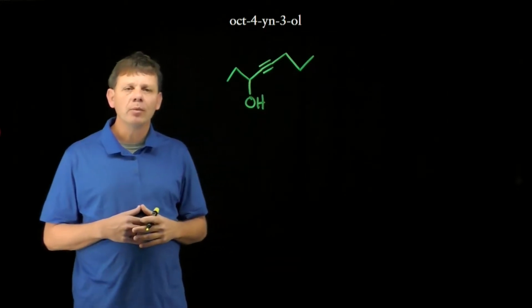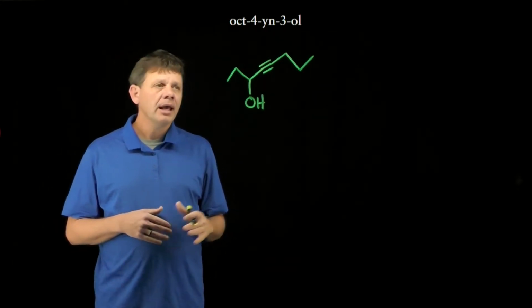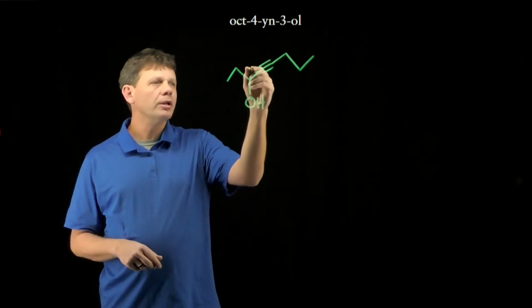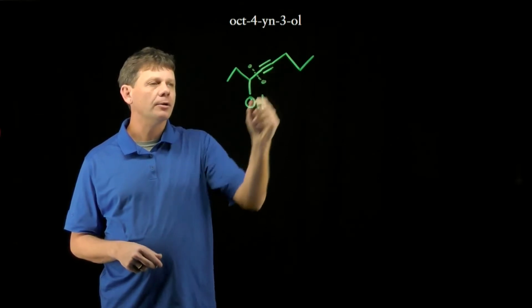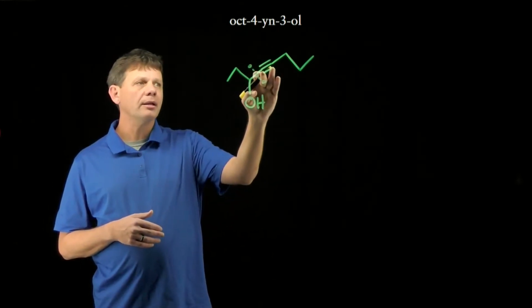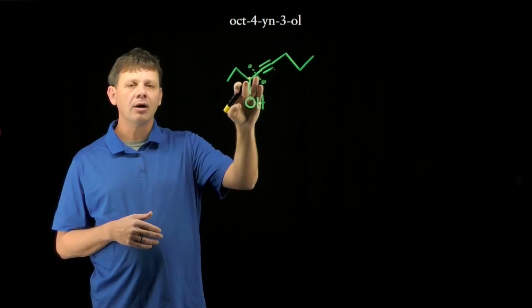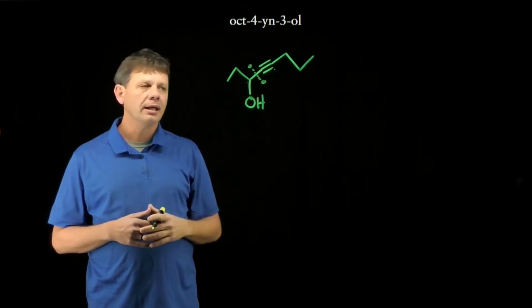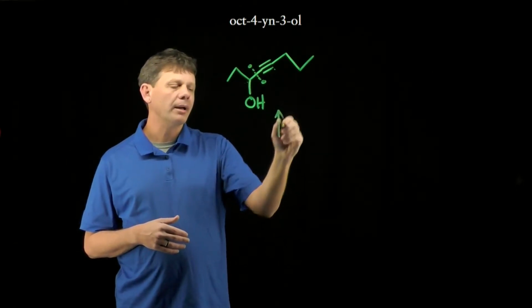Well, the question said that we needed to use an acetylide ion. And so what that implies is we're going to be making this bond here between the carbon of the alkyne and the carbon here of what will be an aldehyde. So let's go ahead and work backwards.